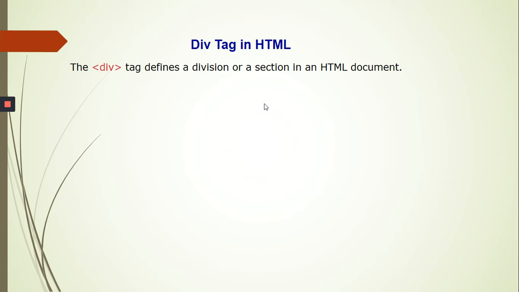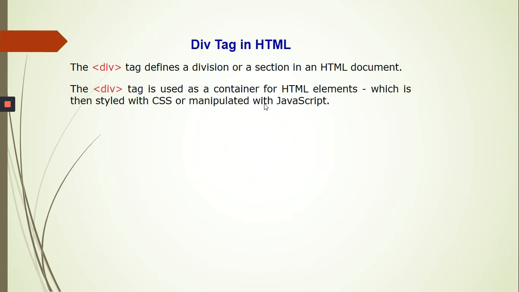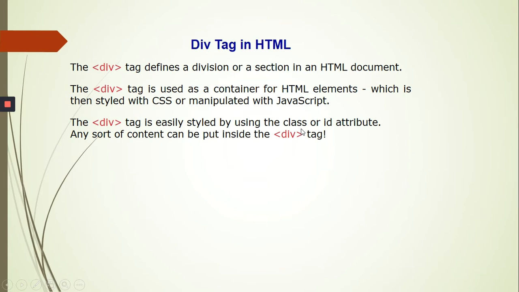Now, obviously, both of these tags will not do any kind of formatting, or you will not observe any visual changes unless we apply some CSS to them. So, what is the division tag? It is used as a container, a container for the HTML elements. This tag is easily styled. How can you apply styles to these tags? We can use CSS. And what type of CSS? We can use internal, inline, and external, all three types of CSS with this tag.